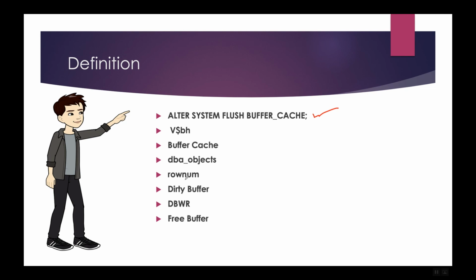What are the dirty buffers? The dirty buffers are those buffers in a buffer cache, which is a part of the SGA, which have been modified and have to be written on the disk to make it permanent. What is the DBWR, which is called the database writer process? What it does is take the content from the dirty buffer and write it on the disk.